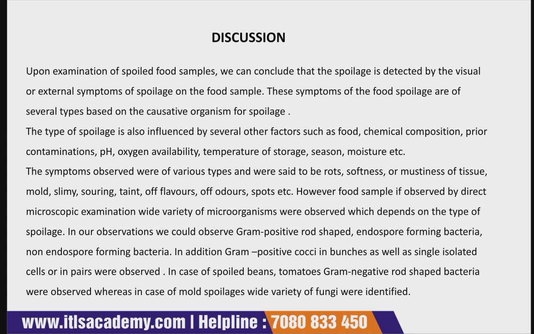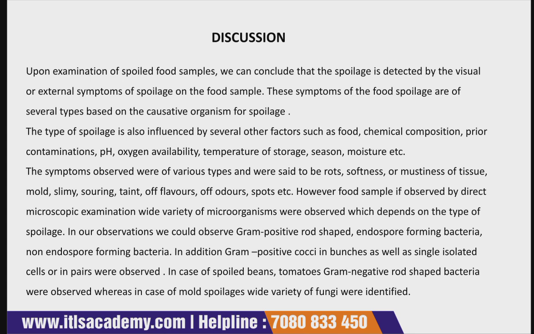And let's see what we have studied in this experiment. So let's see the discussion part. Upon examination of the spoiled food samples, we can conclude that the spoilage is detected by visual or external symptoms of spoilage of the food samples. These symptoms of food spoilage are of several types, and consecutive organisms are spoiled.